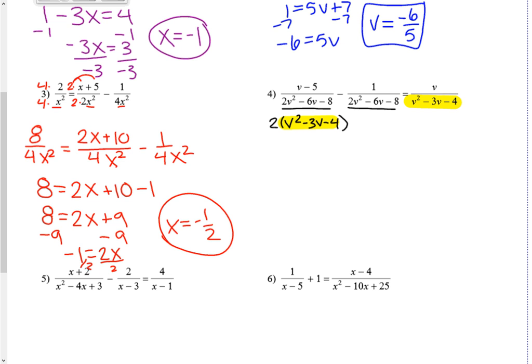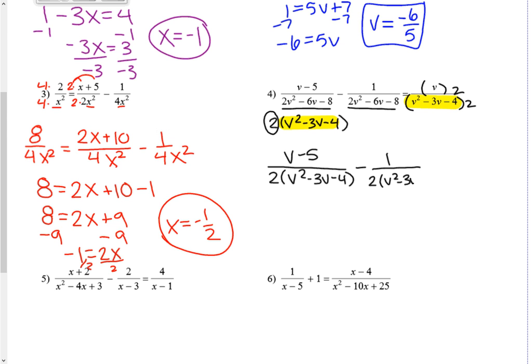So all I need to do to that denominator on the right is multiply by that missing 2 that it doesn't have on the outside. So we factored that 2 out. I could factor that 2 out of my second one and have the same thing, but I need to multiply this third fraction by 2 over 2. So I'm going to have v minus 5 over 2v squared minus 3v minus 4 minus 1 over 2v squared minus 3v minus 4, and that equals 2v over 2v squared minus 3v minus 4.